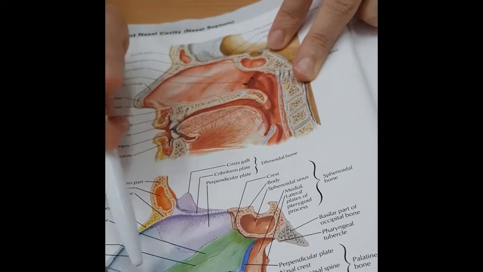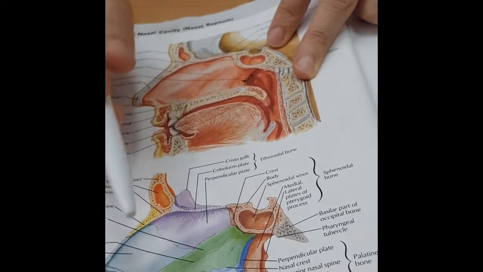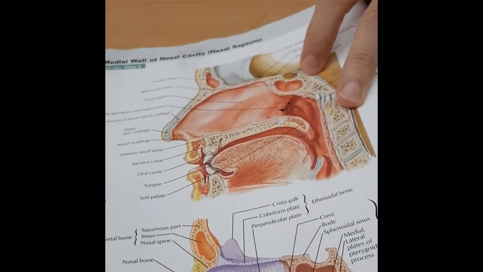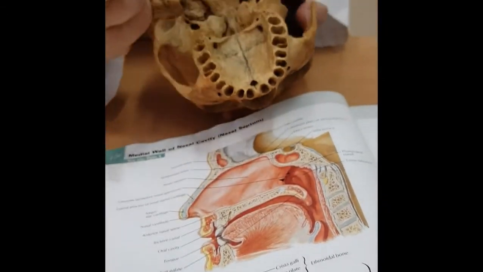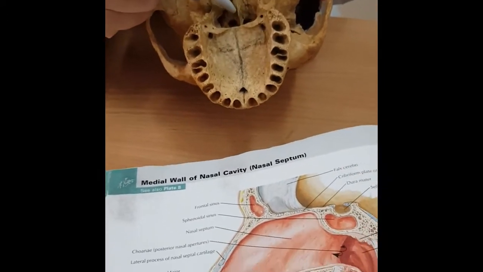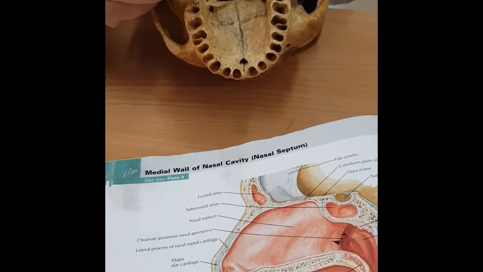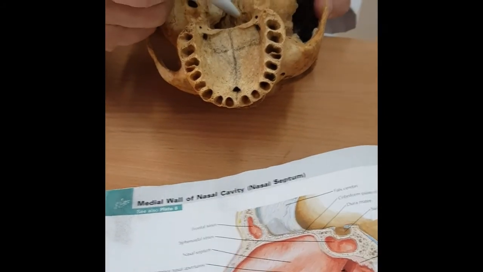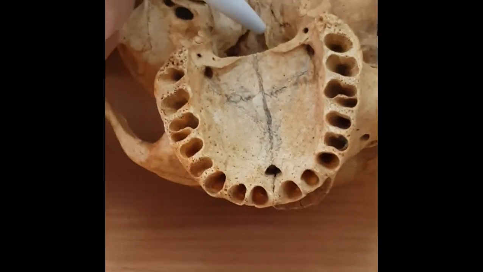It's a thin bone. It has 2 alae. We can see it here. This is the vomer, but not fully. And by 2 alae, it connects to the body of the sphenoid bone. It's the vomer.